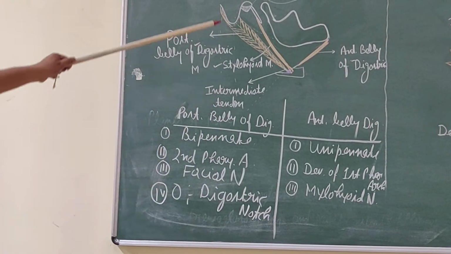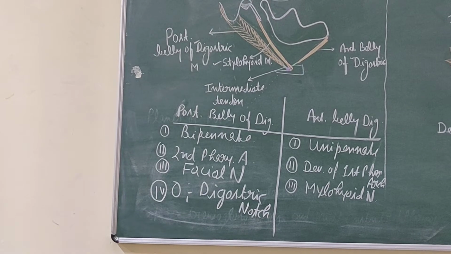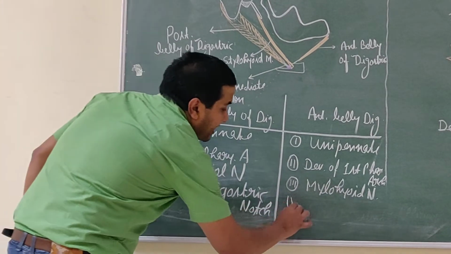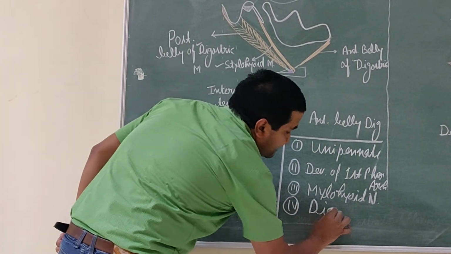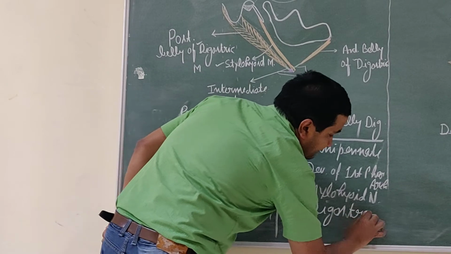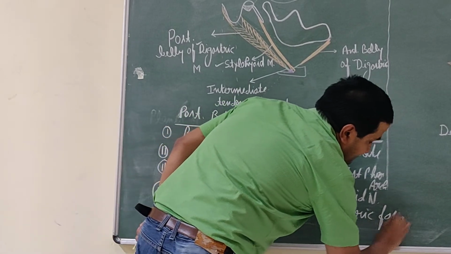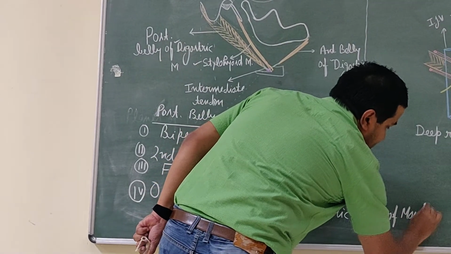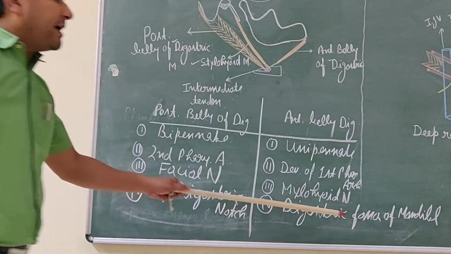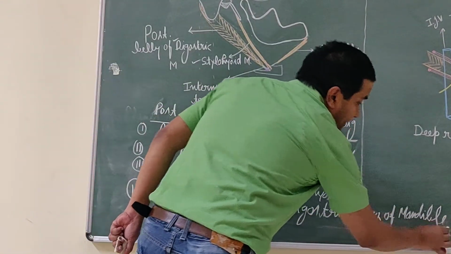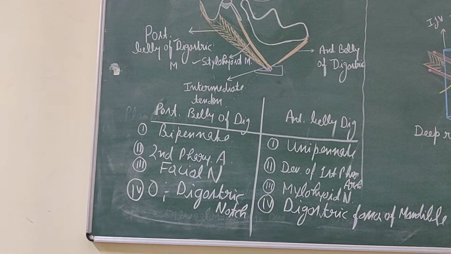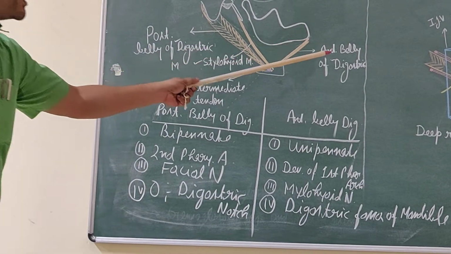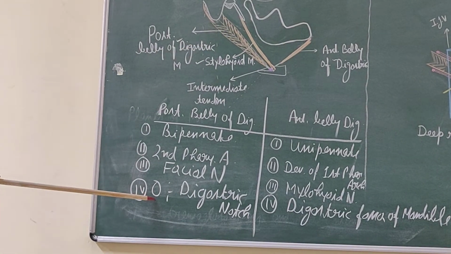The digastric notch is situated on the medial aspect of the mastoid process, while the anterior belly takes origin from the digastric fossa of the mandible. Where is it situated? It is situated at the base near the symphysis menti. The origin and the nerve supply of the anterior and the posterior belly vary.